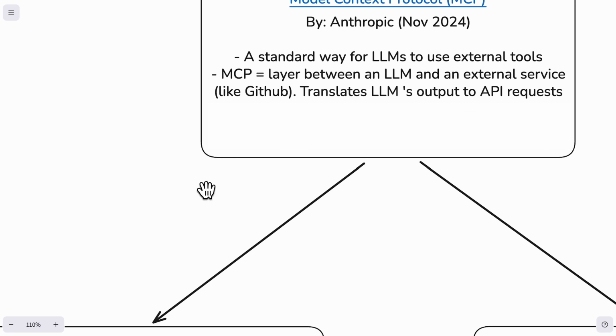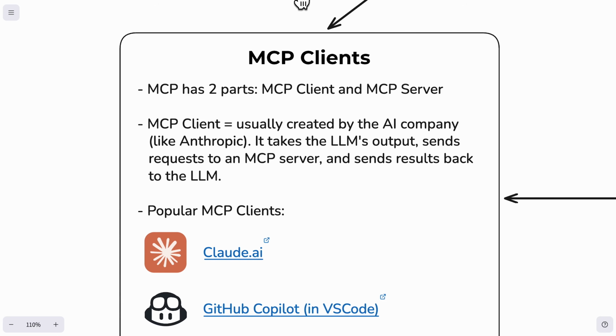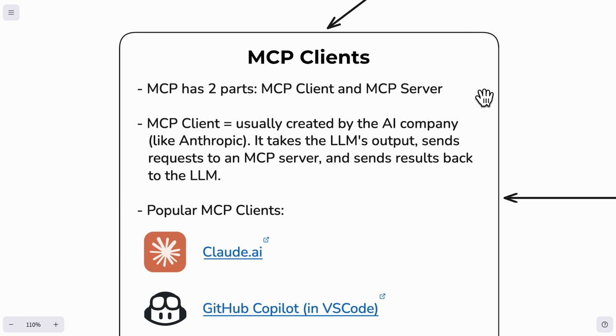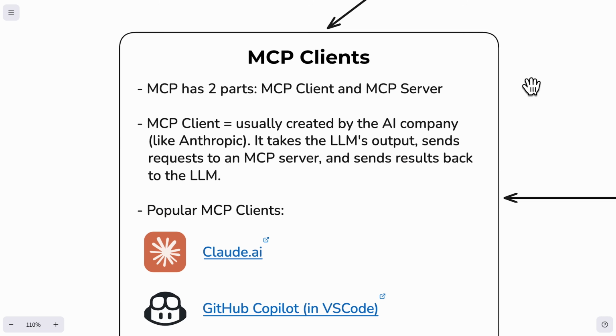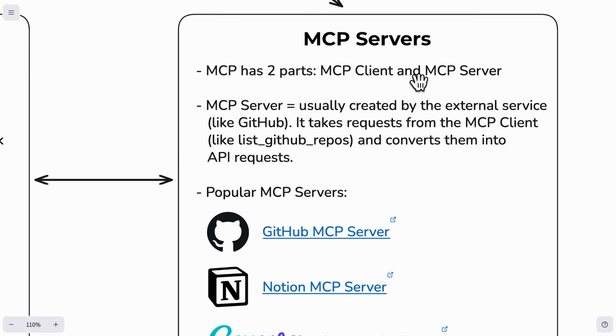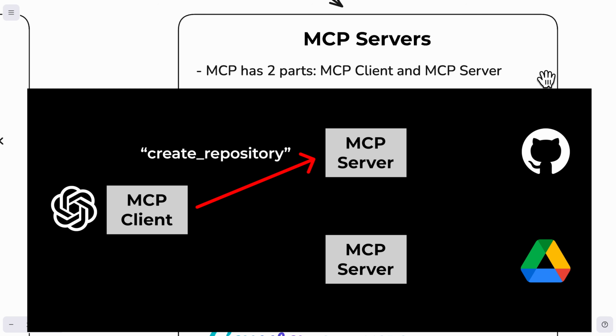Now, MCP contains 2 parts, the MCP client and the MCP server. The MCP client is usually created by the AI company. Its job is to use different external services and then give the results back to the model. And then the model decides what to do next. The MCP server is usually created by the external service, like GitHub. It takes requests from the MCP client and then converts them into normal API requests, for example.